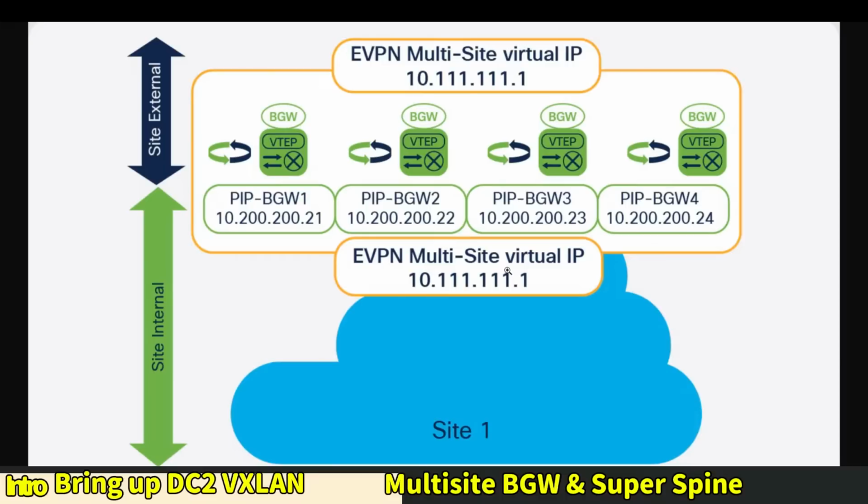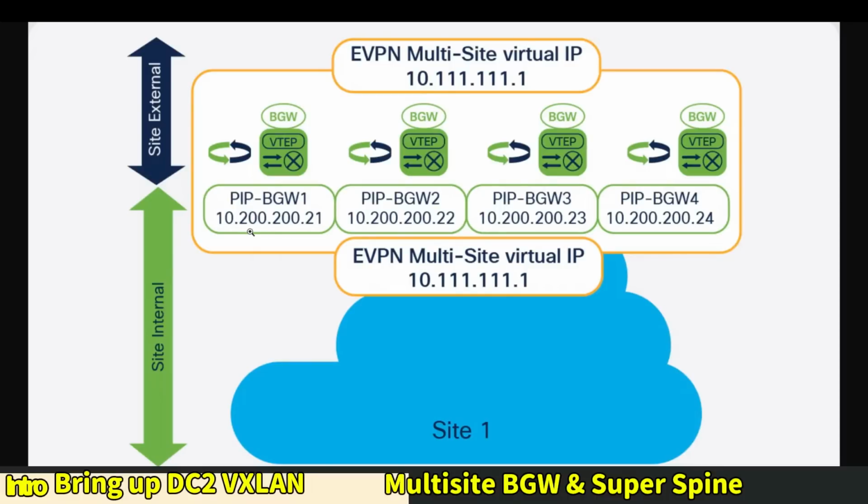And here comes my BGW VIP, and a site can support a maximum of 4 BGWs sharing the same VIP. When you receive updates from the other DC or from the super spine, the next hop has to be reachable. Next hop, remember, is the VIP. So internally the IGP should know it also. So think about the routes for the PIP.